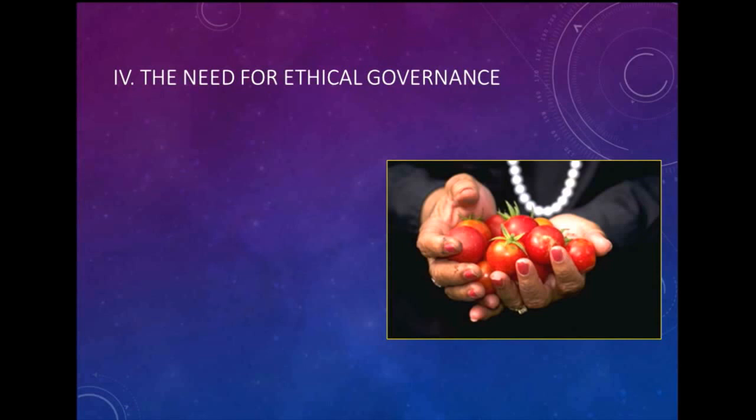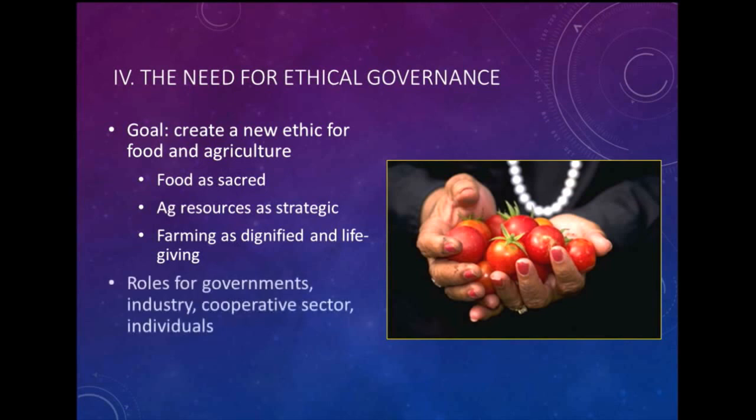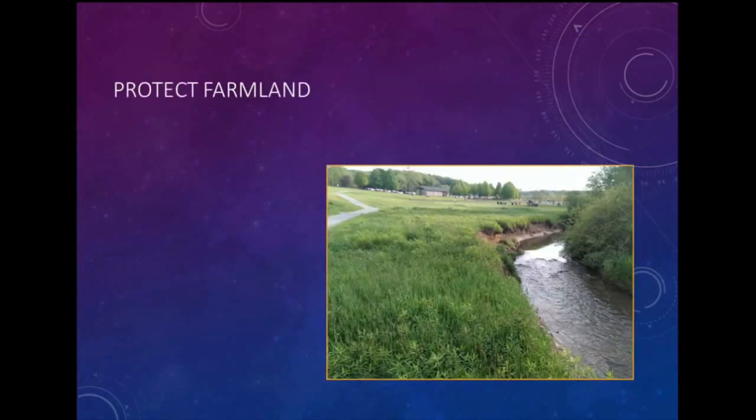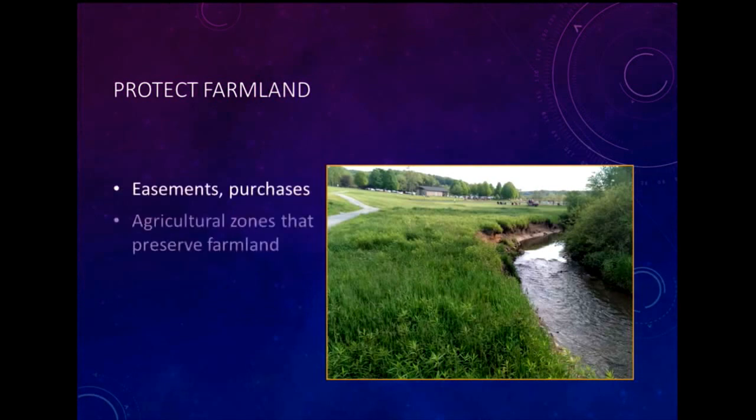So we need an ethical governance around resource issues and around food. And I will simplify this very greatly just to say that I think we need a new ethic for food and agriculture that treats food as sacred and that treats agricultural resources as strategic. And there are roles for governments, industry, and the cooperative sector in this effort. So the government is needed especially for the heavy lifting to protect farmland through easements and purchases, zones around cities. Portland is an example. I understand Toronto is another example where lines have been drawn around those cities and we cannot allow those cities to grow beyond them.